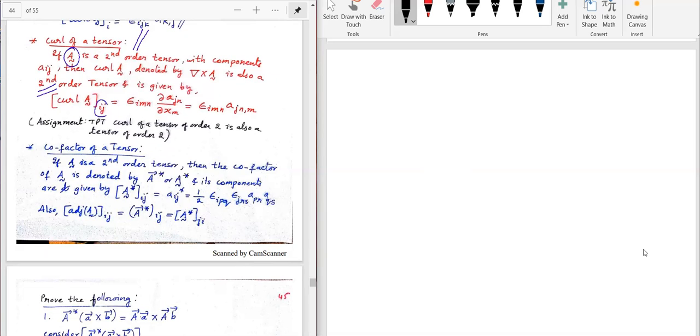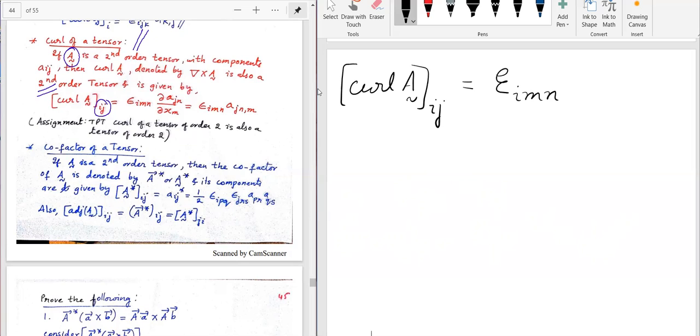So how many free suffixes? 2 free suffixes should come. So ij is equal to, now this is defined as epsilon imn. Look at ij, where i and j are coming. Let me rewrite here. So it is curl A. A is a second order tensor. Curl of A is also a second order tensor, so it will have 2 free suffixes. That is equal to epsilon imn, where m is dummy and n is also dummy.